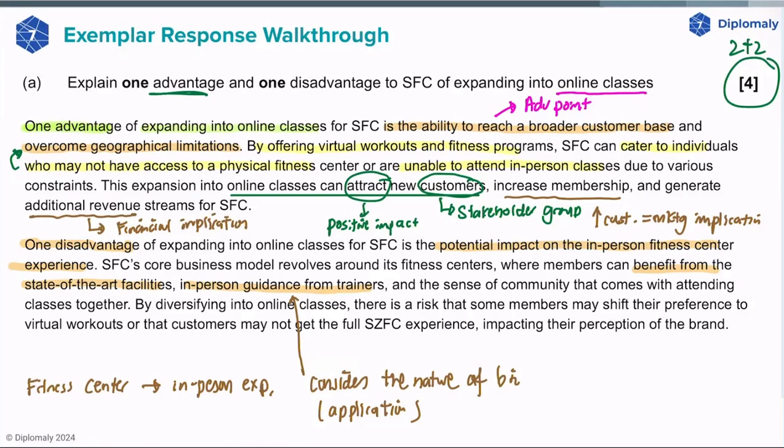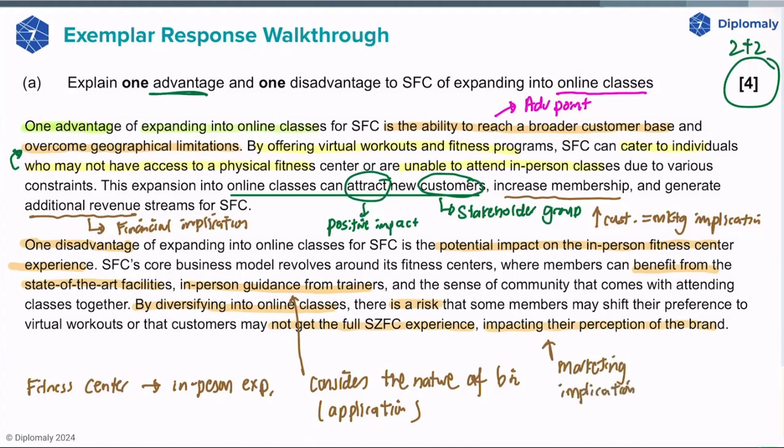And then it says that by diversifying to online classes, okay, so the last sentence here is linking it to the impact, right? There is a risk that members might shift their preferences to virtual workouts and not get to experience the full experience at this fitness center, right? And as a result, this might impact their perception of the brand. So here you can see it is a marketing implication.